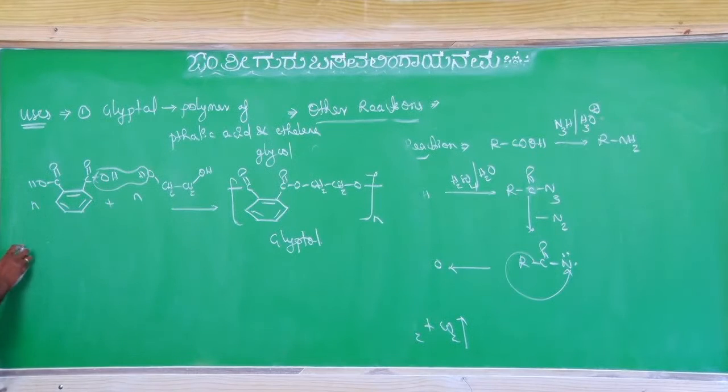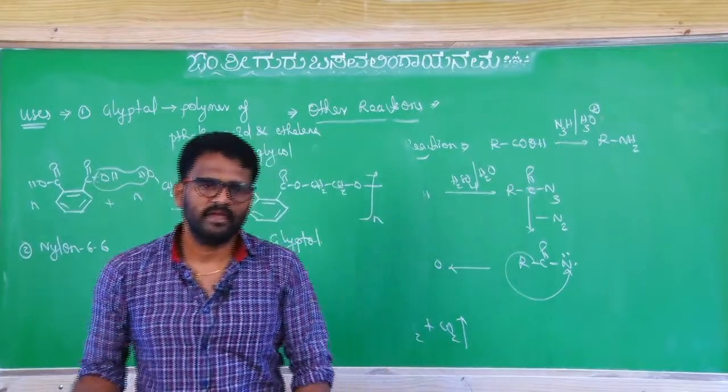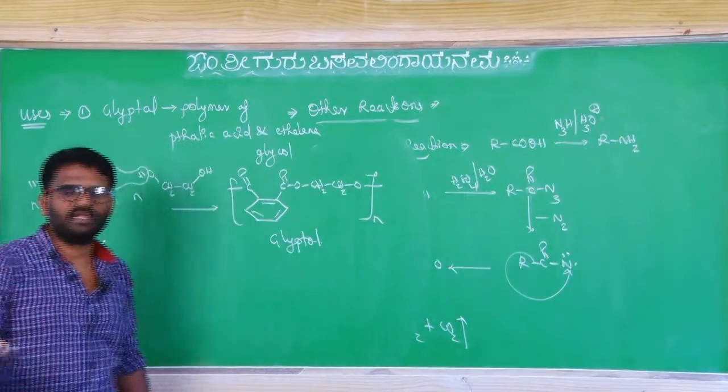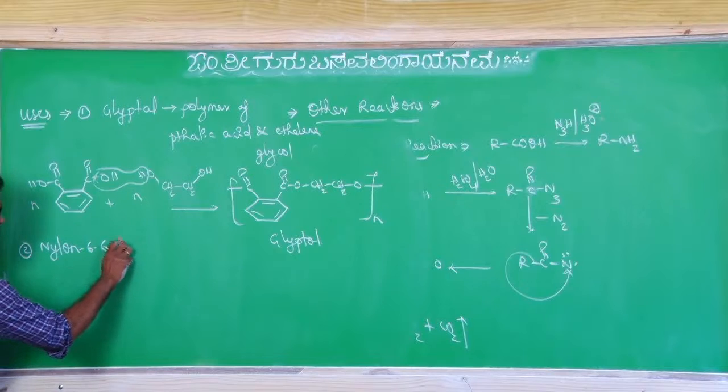Next, other uses. Do you know nylon 66? What is nylon 66? Nylon 66 is also a polymer of what? Adipic acid and hexamethylene diamine. So as a result you will get nylon 66. Nylon 66 is one type of synthetic cloth. So how will you prepare this?